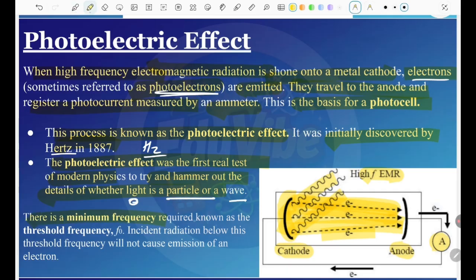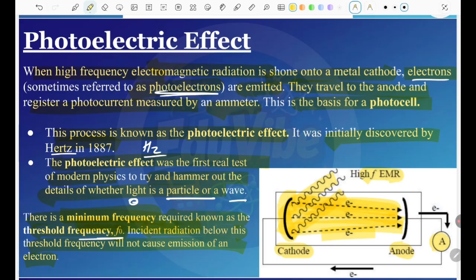One thing is the minimum frequency required, known as the threshold frequency. Threshold frequency is denoted f0. This is the minimum frequency we take when we do anything in the photoelectric effect. Incident radiation below this threshold frequency will not cause the emission of an electron. So below the threshold frequency, the emission of electrons cannot happen, and we can't say it is a photoelectric effect. Everything depends on the threshold frequency, which is the minimum frequency required.